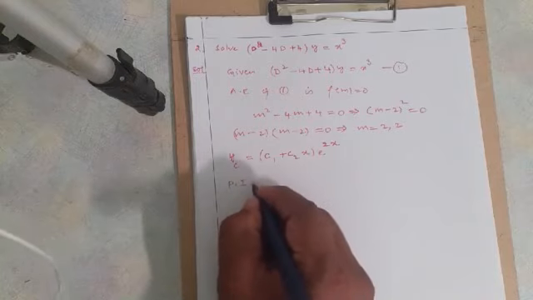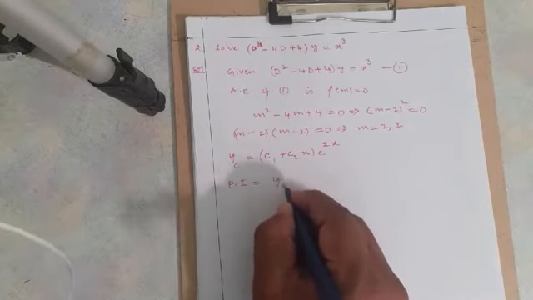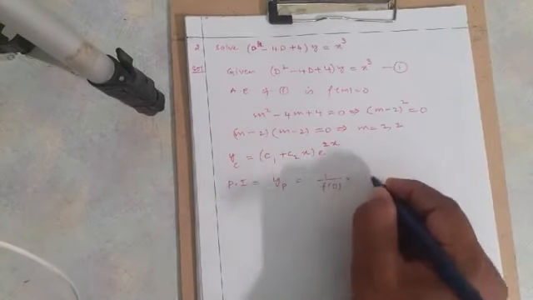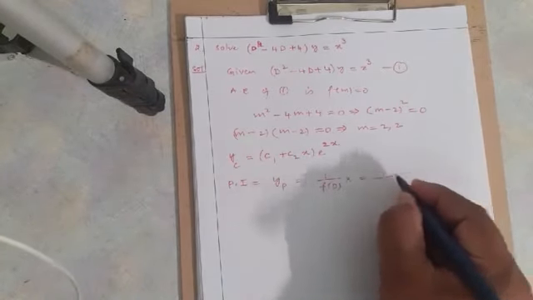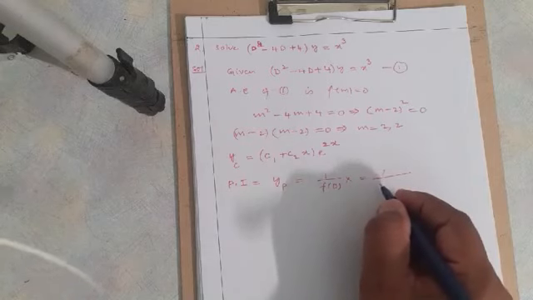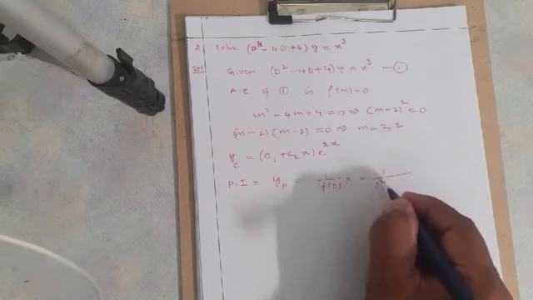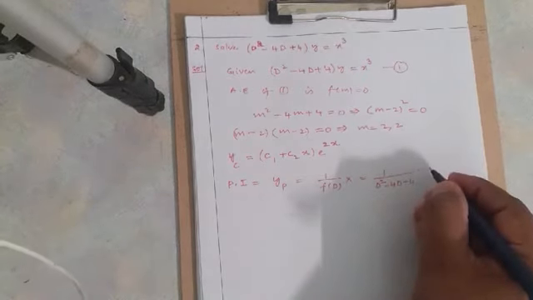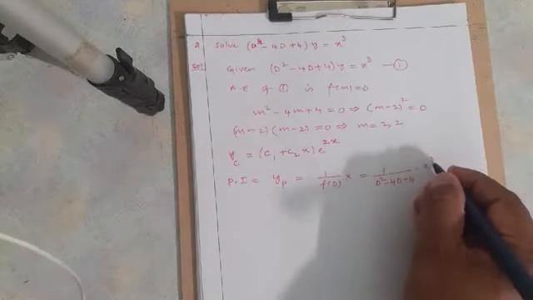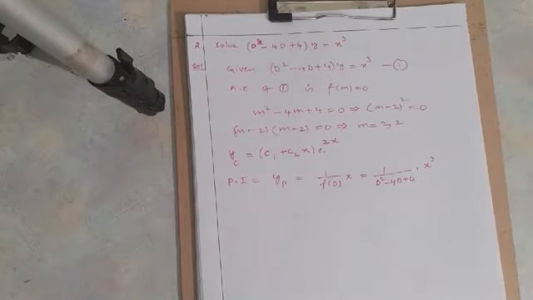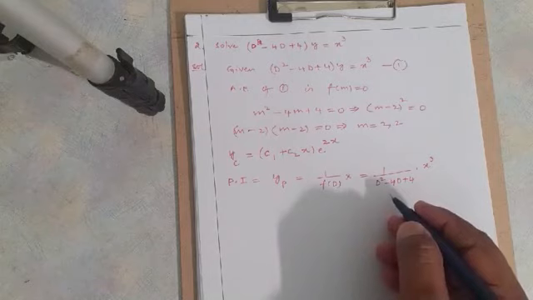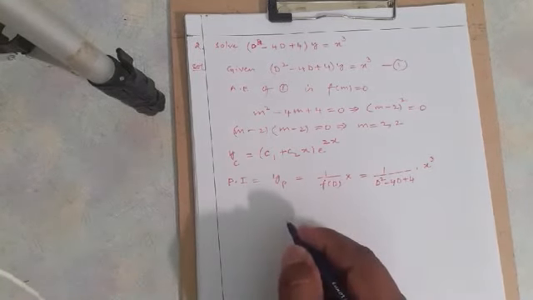As you know, the particular integral can be written as yp is equal to 1 upon f of D into capital X. So here, 1 upon f of D is nothing but 1 upon D square minus 4D plus 4, into capital X, which is only x cube that is given. After writing that, again we can write this in the form of a minus b whole square.